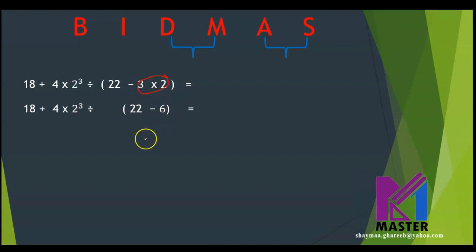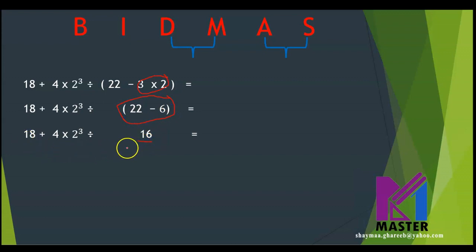Now, I still have the bracket. I didn't finish it yet. So in this step, I will work out what's inside the bracket. 22 minus 6 equals 16. So I will rewrite the whole sentence and I will just replace the bracket with the 16 here.